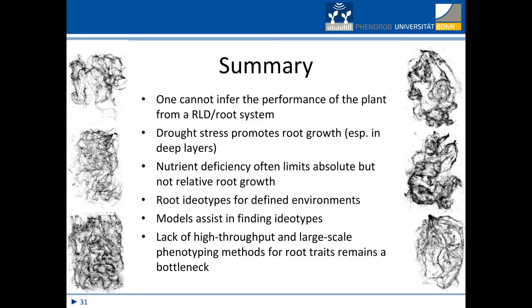Models support the finding of ideotypes. One of the main bottlenecks in root science is that the work on field scale is very laborious and there is a lack of high throughput and large-scale phenotyping methods.